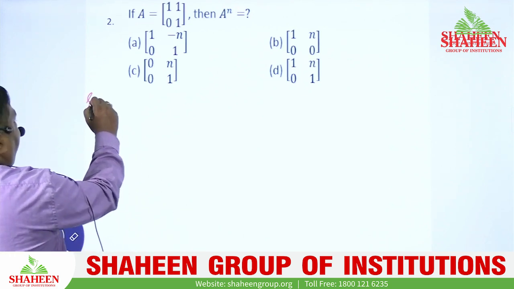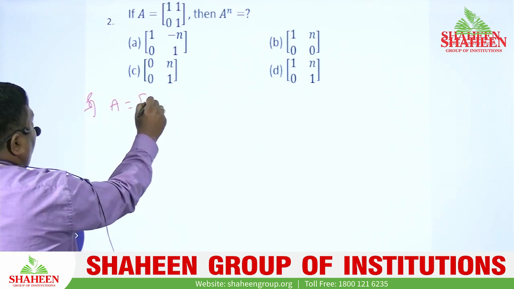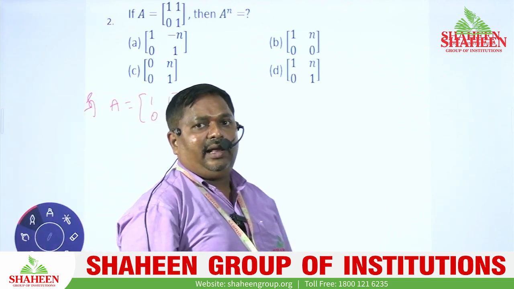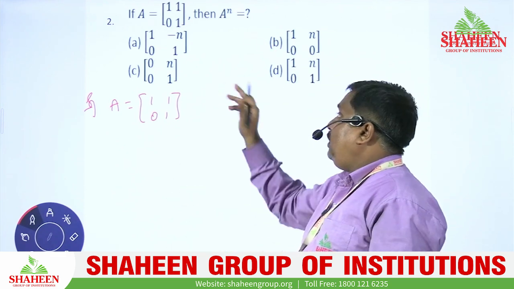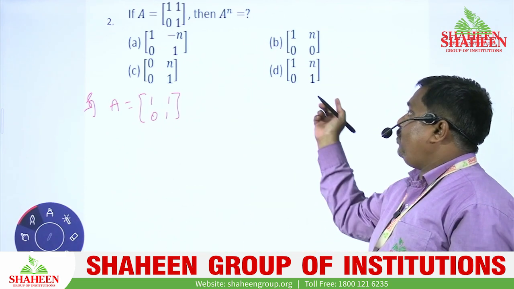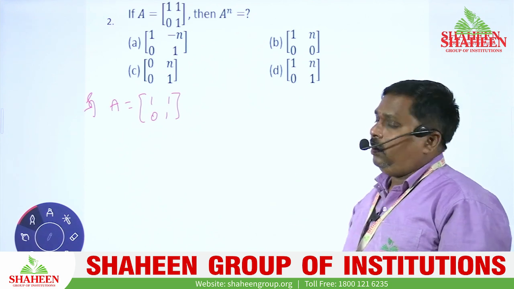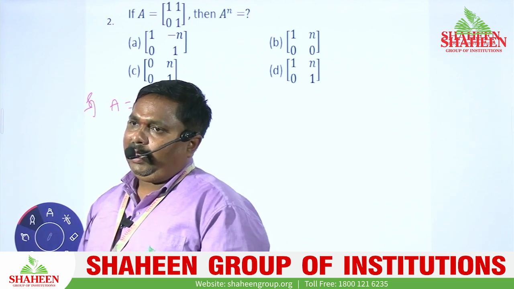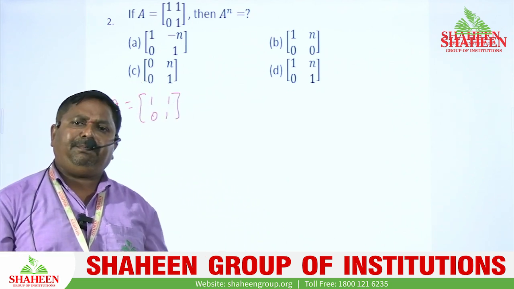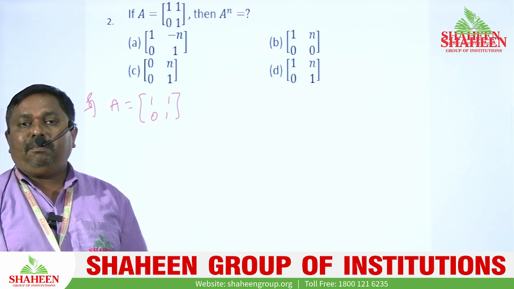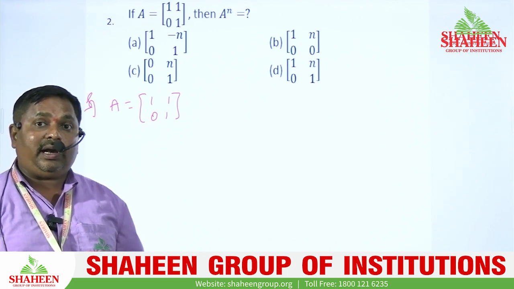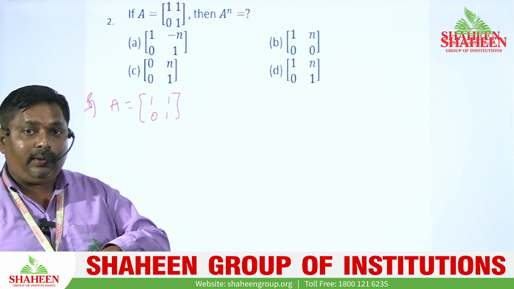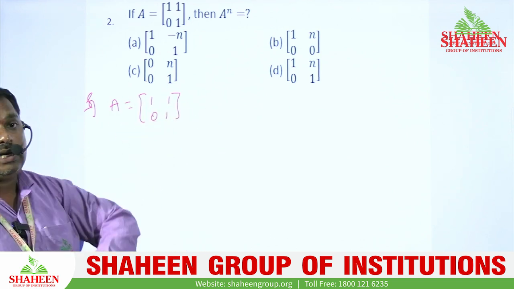Here the matrix A is given as 1 1 0 1. It is a 2 by 2 matrix, and we have to check A power n is equal to which matrix, whether first, second, third or fourth, that we have to find. So this cannot be answered directly. It can be predicted by finding the square and the cube matrices. By comparing matrix A square and A cube, we can predict which option is correct here.